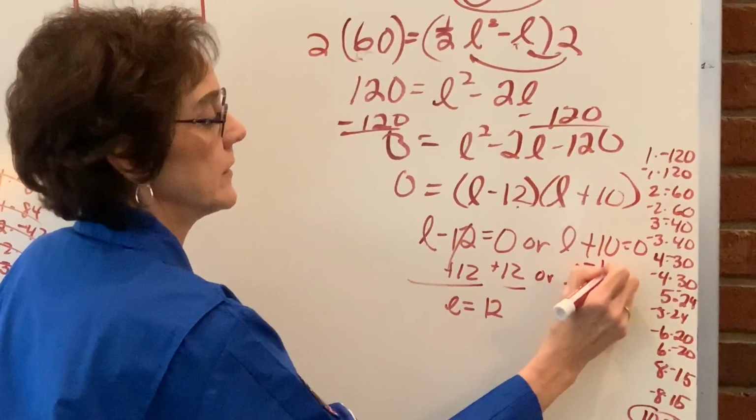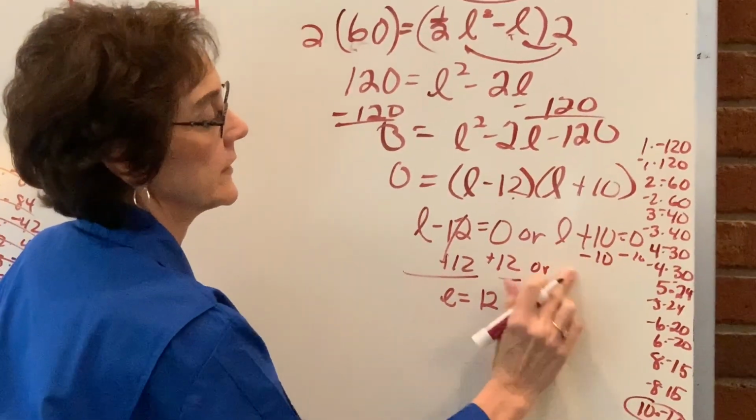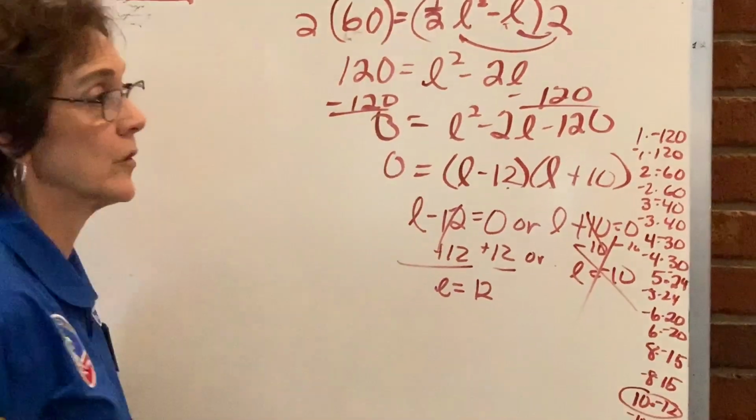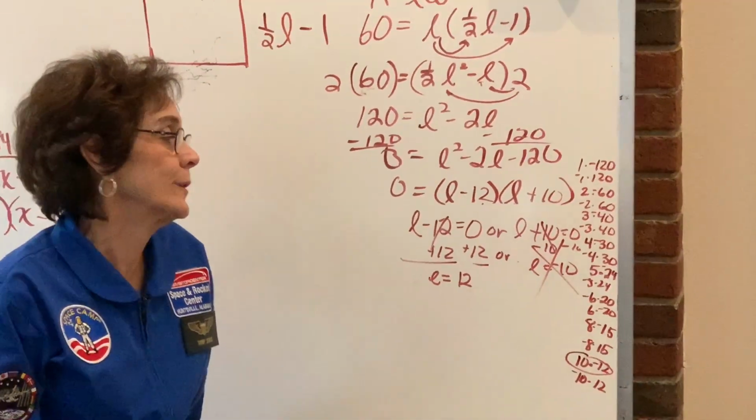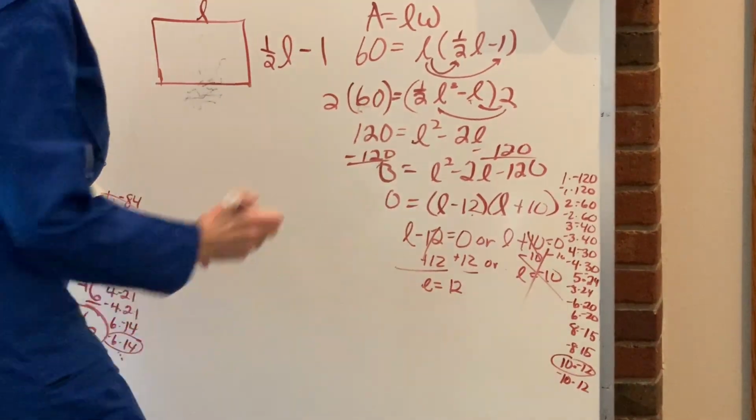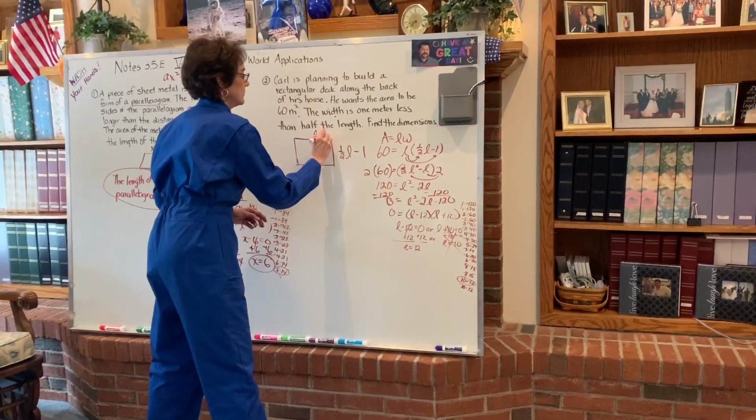what happens over here, I don't really need to rewrite that. L equals -10. That's another one of those extraneous solutions. A length cannot be negative. So we know it has to be this one. So the length is 12.